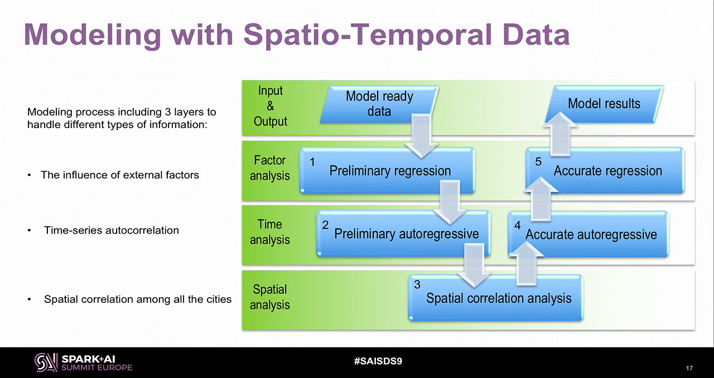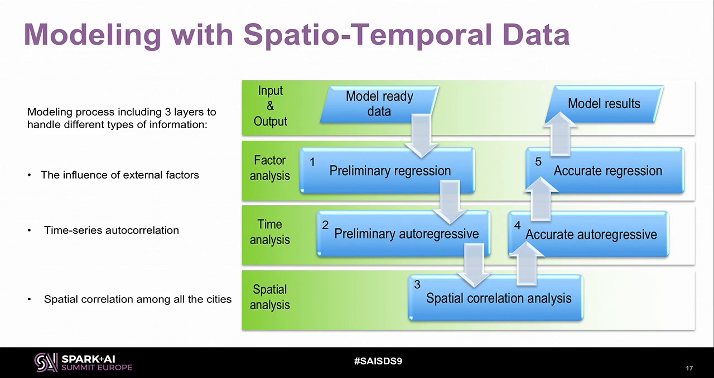The model can be shown in three layers below. According to the analysis purpose, the external factors, the time series autocorrelation, and the spatial correlation are each handled by one layer, and they are nested one by one. The second layer from the top, the factor analysis layer, handles how the external factors influence the crime. This layer uses linear regression to connect the external factors, such as the demographic profiles.